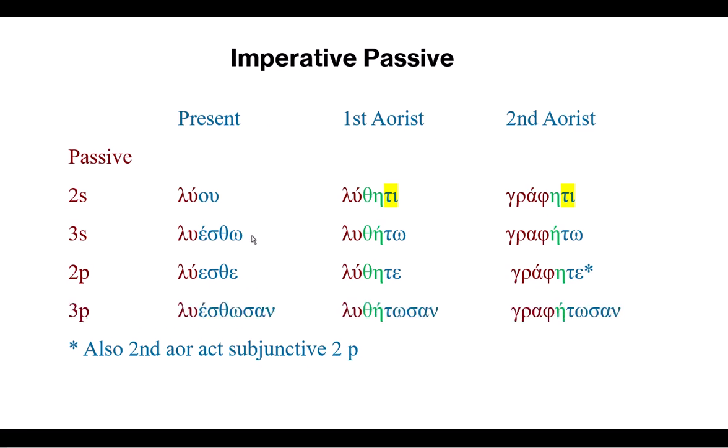For the third plural, the present's the same as the middle, and we have then luthetosan, and then graphetosan. So once we get past the first row, the endings are all regular, although the aorist passive does have these active endings rather than middle passive endings.